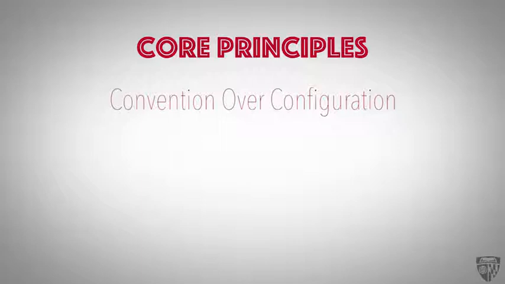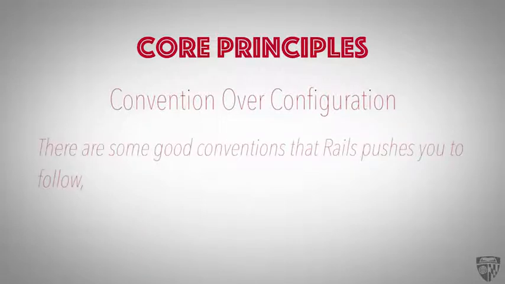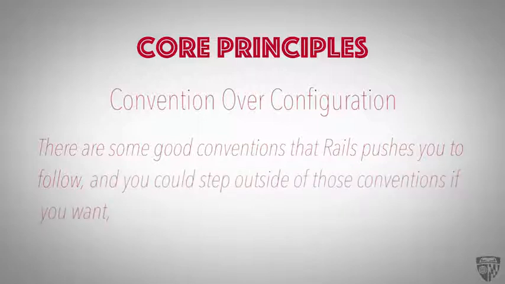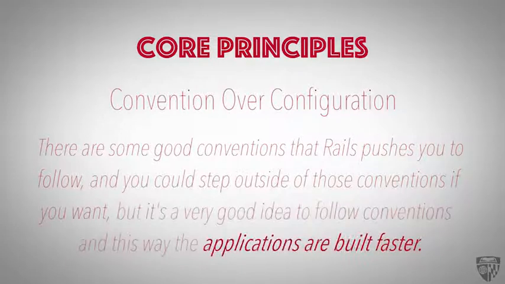And basically the idea there is that there are some good conventions that Rails pushes you to follow. You could step outside of those conventions if you want, but it's a very good idea to follow conventions, and this way the applications are built faster. That's what Rails is very famous for: rapid prototyping, allowing you to build applications very fast. One of those conventions is using the same directory structure for your application. And this is actually great because you work on one Rails application, you know the directory structure, and then when you move on to the next project, you know exactly where things go, which is great.